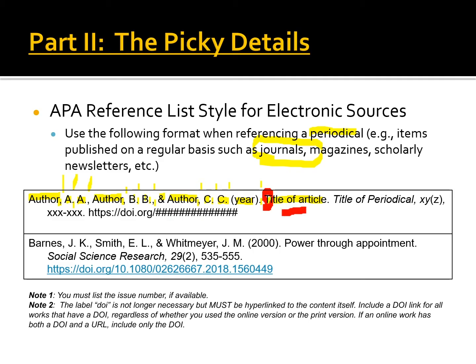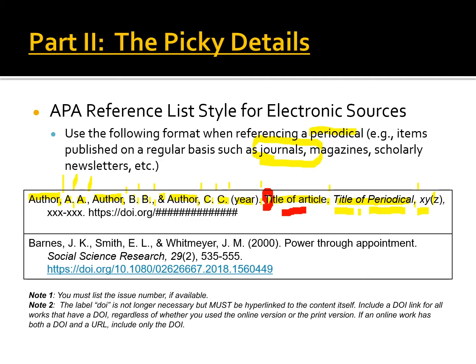The title of the article, note, is not italicized, and it is written in what is called sentence case. That means only the first letter is capitalized. Every other letter is lowercase. Follow that by a period and then a space and then the title of the journal or the periodical itself. This is, note, italicized, and it is in what is called title case. In other words, every important word is capitalized. So for instance, if this was the Journal of Sex Research, then Journal would be capitalized, of would not be, it's not an important word, Sex would be capitalized, and then Research would be capitalized.